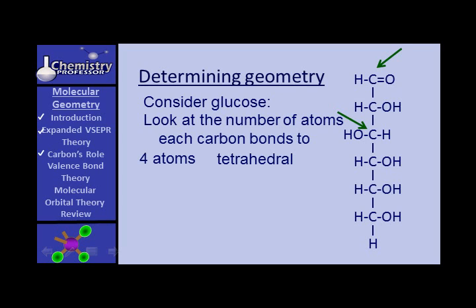Look at this atom right here, this carbon. It's bonded to what? It's bonded to a hydrogen, another carbon, and an oxygen. It's bonded to 3 atoms. It doesn't matter that one of them is double bonded. It's bonded to 3 atoms. Its geometry is trigonal-planar. Do you have the idea?